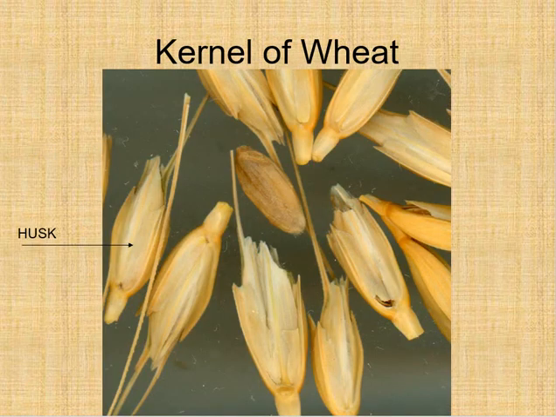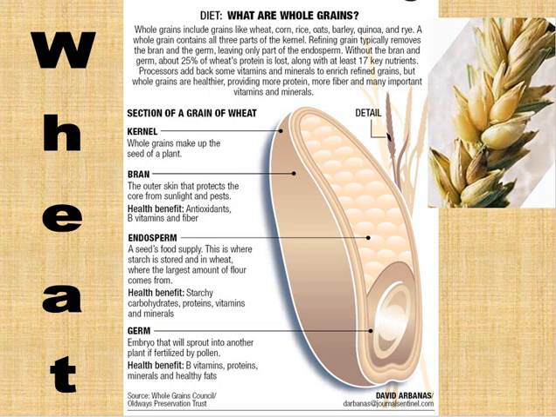So, kernel of wheat. On the outside, you have the husk. It's that coating, that shell on the outside. We break that away. Now we have parts of the grain. So we have the kernel, which is the whole grain. It makes up the seed of the plant. We just talked about the outer husk. Then we have the bran. This is the outer skin that protects the core from sunlight and pests.